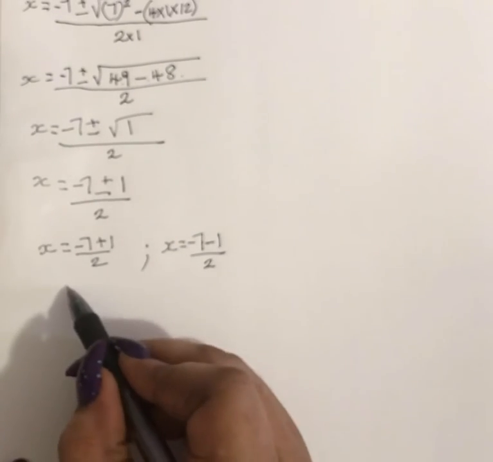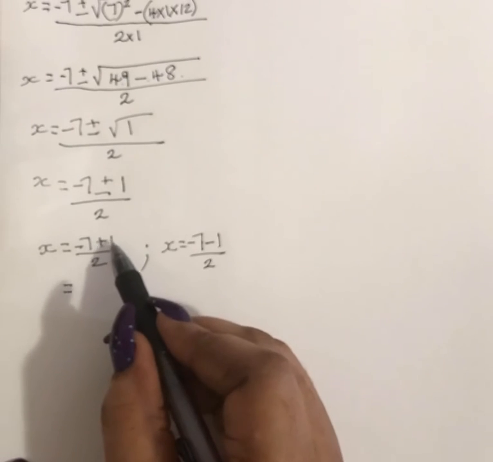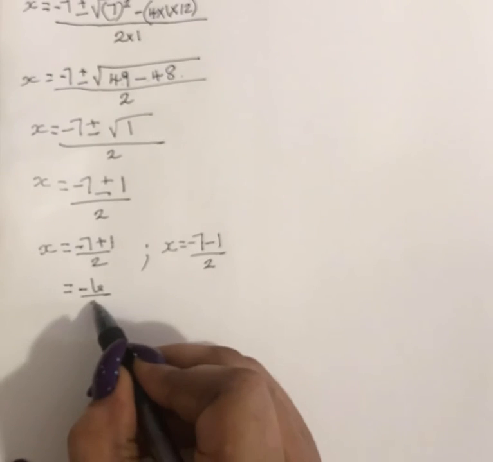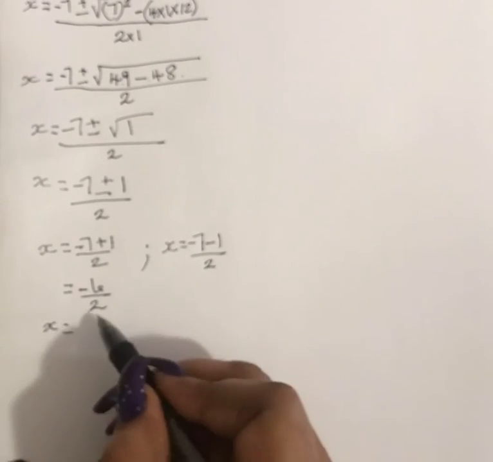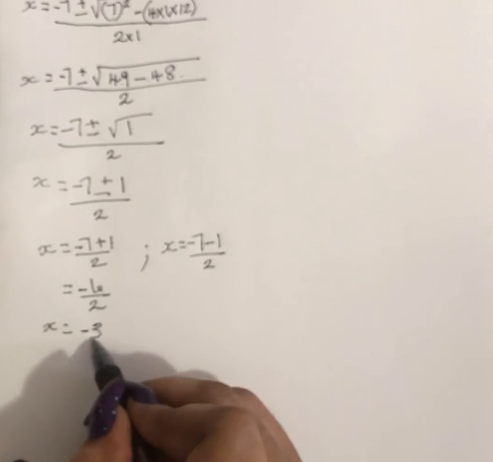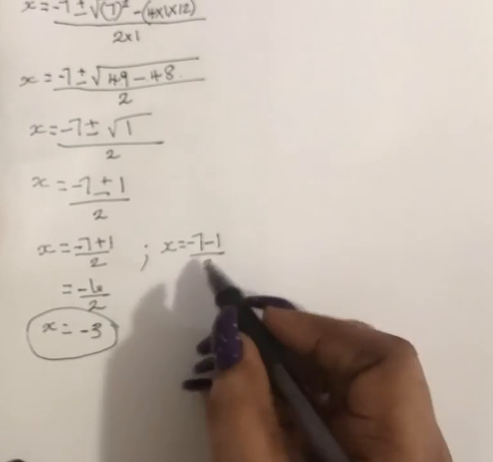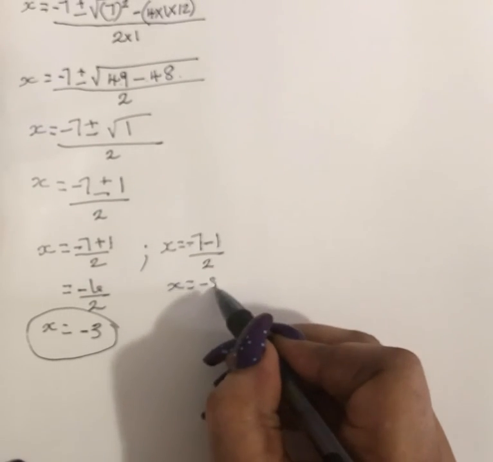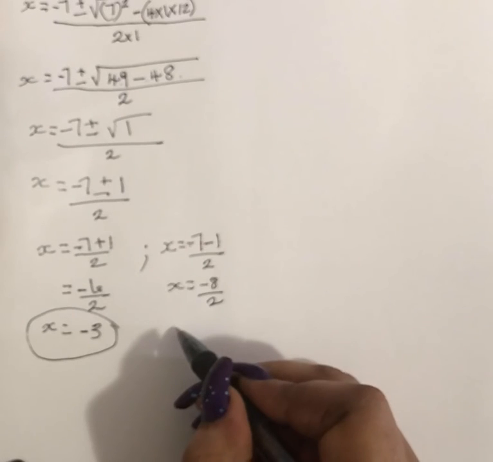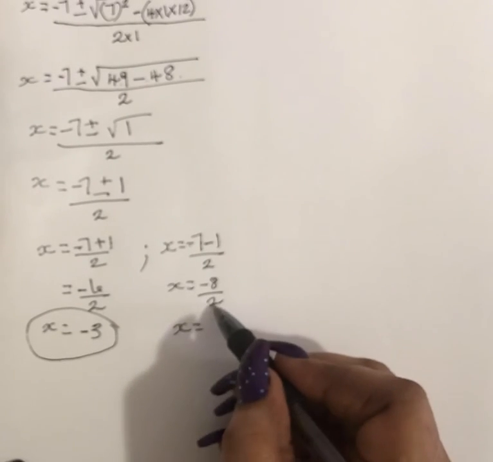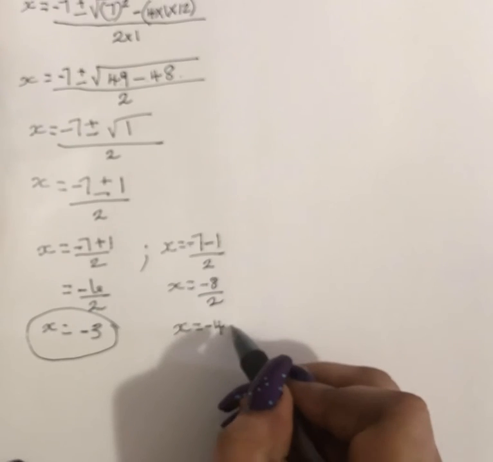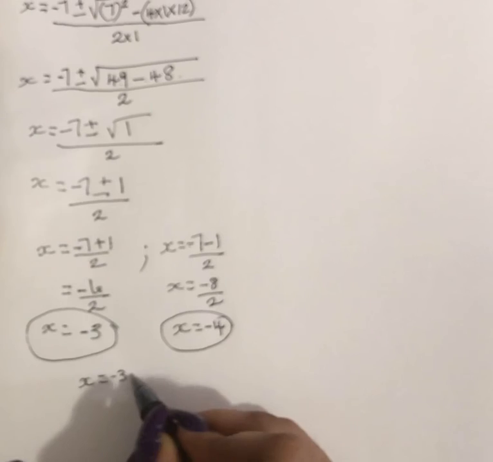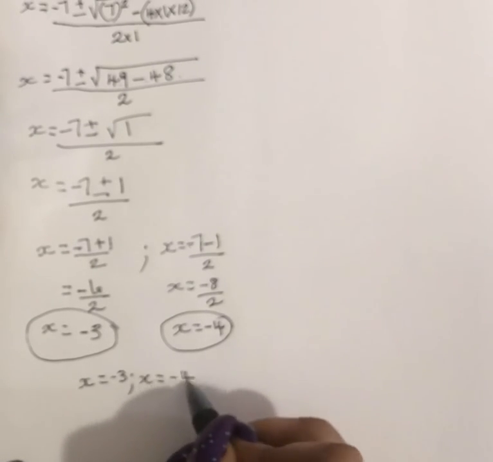So let us simplify. Minus 7 plus 1 will give us minus 6. And negative 6 divided by a positive 2 will give us a negative 3. So this is one of my answers. x is equal to negative 7 minus 1, negative 8. And so negative 8 divided by a positive 2 will give me a negative 4. So we can say x is equal to negative 3, x is equal to negative 4.